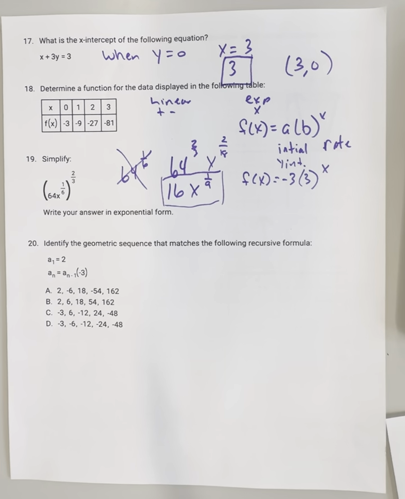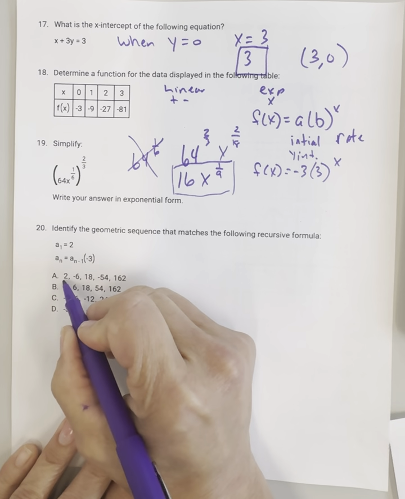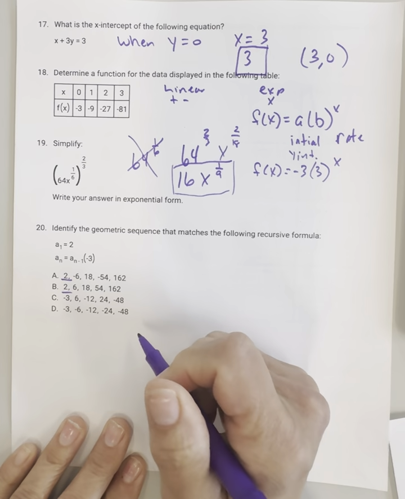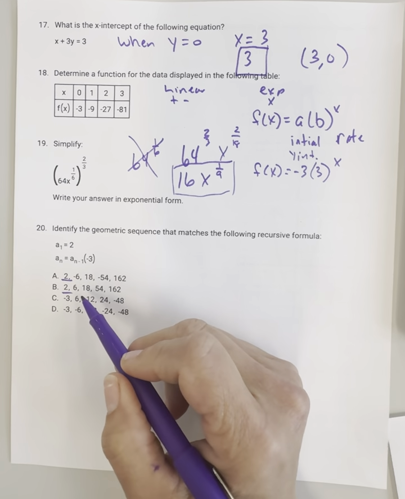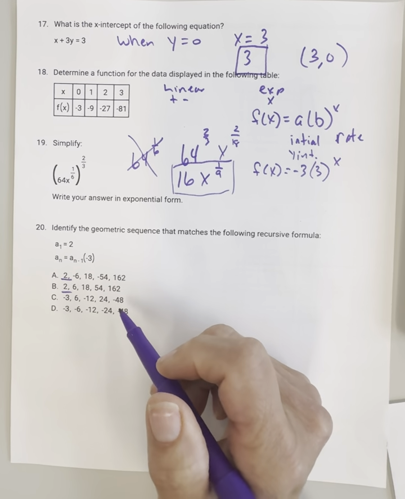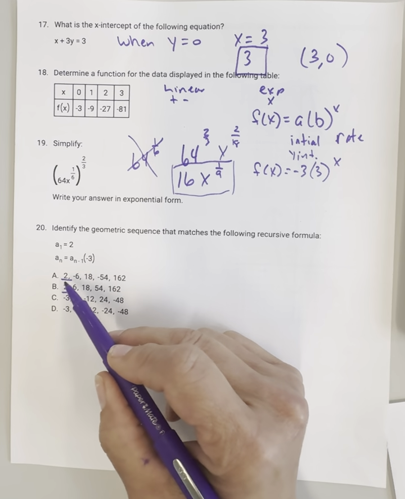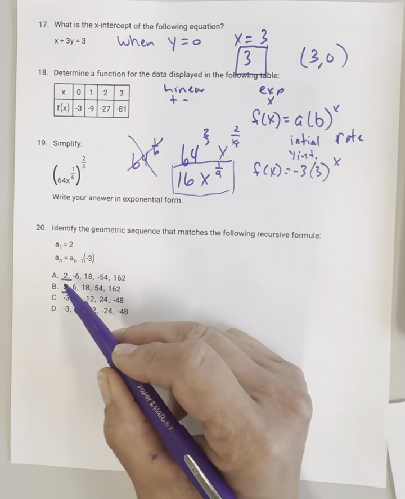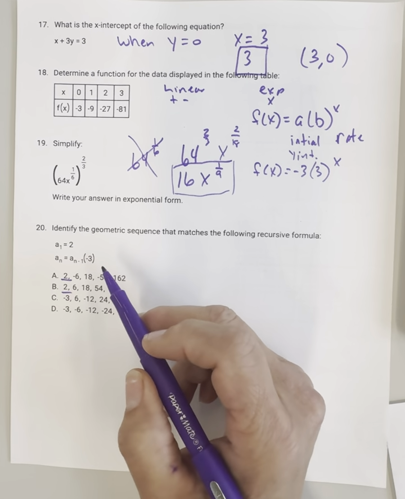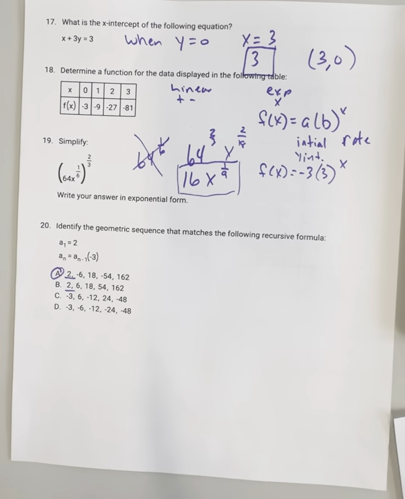Number 20. So a sub 1 means the first term. So the first term is 2, and you are multiplying times -3. When you multiply times a negative, 2 times -3 is -6. Negative times negative is positive. So you end up with positive, negative, positive, negative. And so our answer is A. Okay.